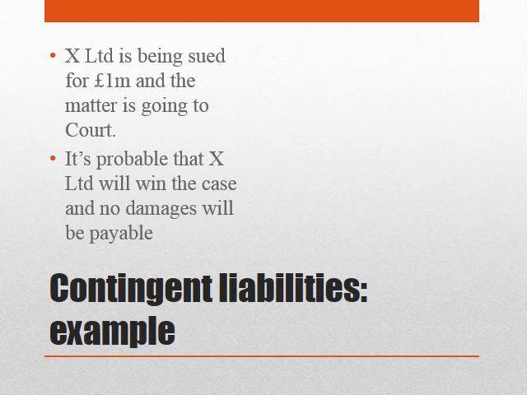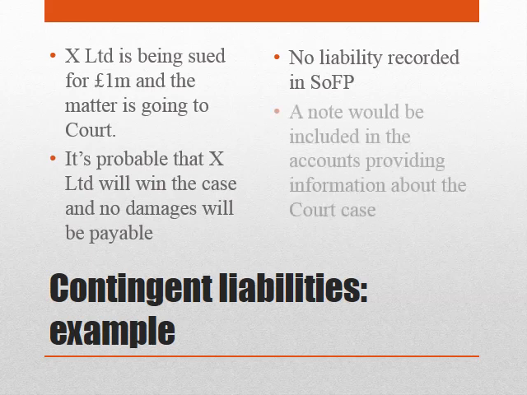And whilst it's probable, that simply means more likely than not that X Limited will win the case. So we're not saying that it's almost certain that X Limited will win the case. So in this situation we are looking at a contingent liability. So in the accounts we wouldn't include a provision, or we wouldn't include this £1 million as a liability in the statement of financial position. We would, however, include a note in the accounts providing information about this court case.